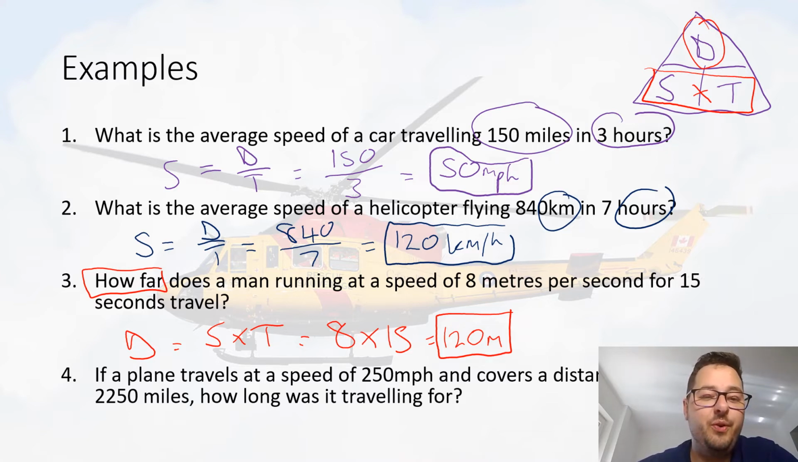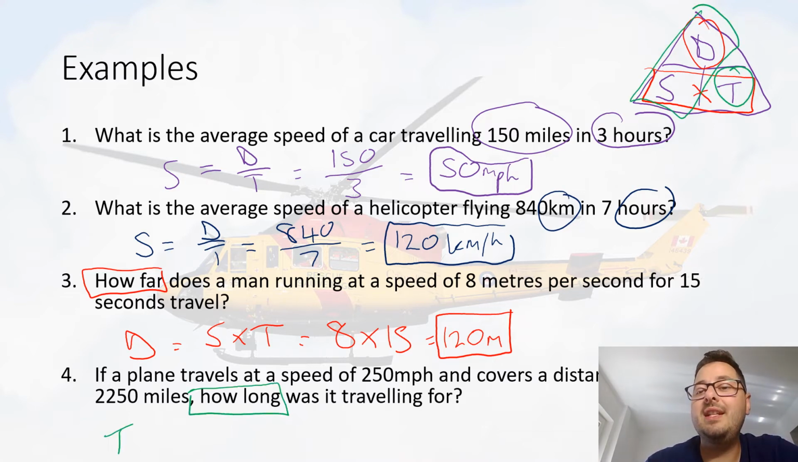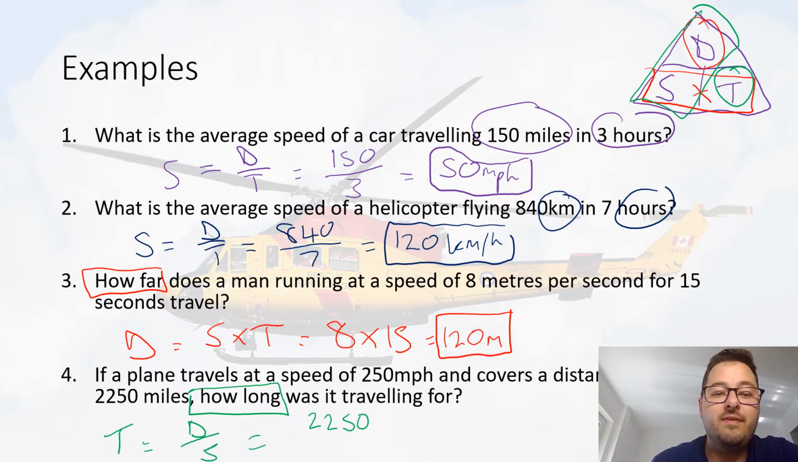And then finally, question 4, if a plane travels at a speed of 250 miles per hour and covers a distance of 2,250 miles, how long was it travelling for? So this time we want how long, so that is time. So if we want time, that's going to be distance over speed. So time is distance over speed. Our distance is 2,250 miles and our speed is 250.